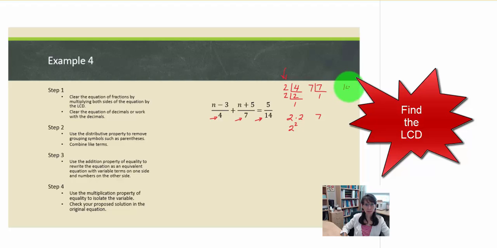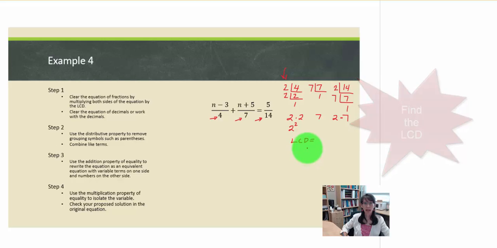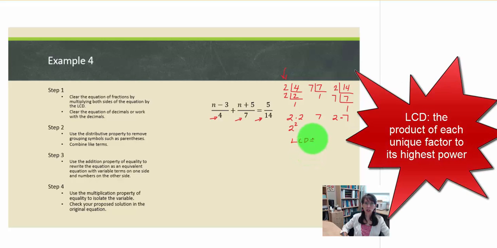Finally, we have 14. Dividing 14 by a prime number, I could start with 2. 14 divided by 2 leaves me 7. 7 divided by 7 leaves me 1. So 2 times 7 are the factors of 14, the prime factors. So to build my lowest common denominator, that is the product of each unique factor to its highest power. So what I have to choose from is 2 squared, 7, and 2 times 7.